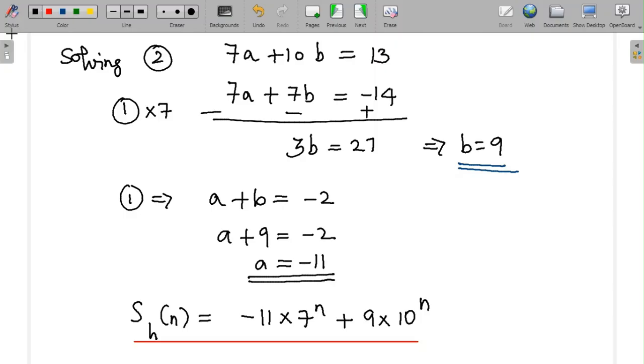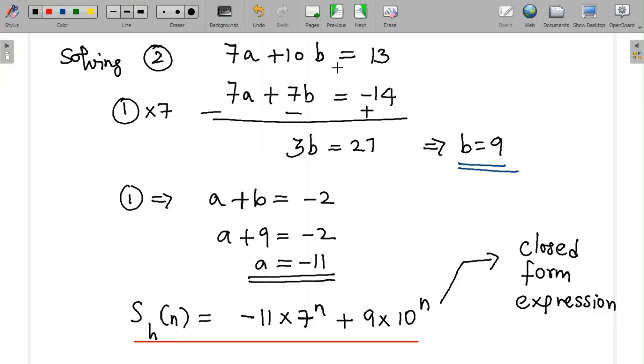So the homogeneous part of the solution, and in this case the complete solution of the recurrence relation, is negative 11 times 7 power n plus 9 times 10 power n. Kindly note that this solution is a closed form expression of the sequence. Why is it closed? Because the answer depends only on n and not on any term of the sequence. If we know the value of n, we can completely find S of n for any value of n. So we have obtained the closed form expression, and that means we have solved the recurrence relation on hand.